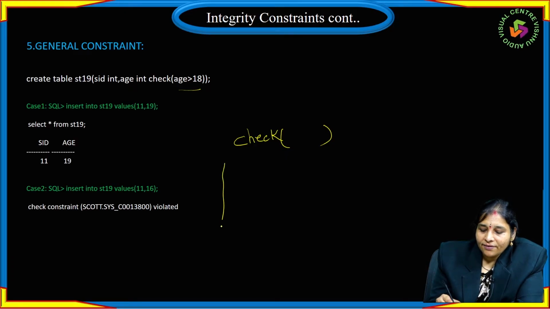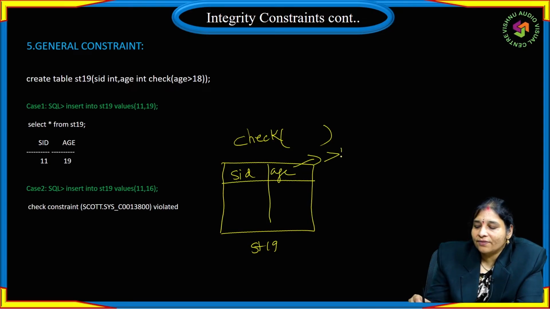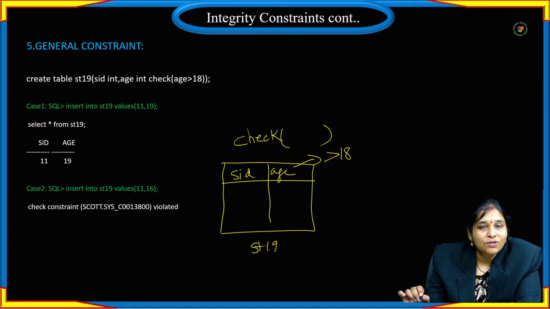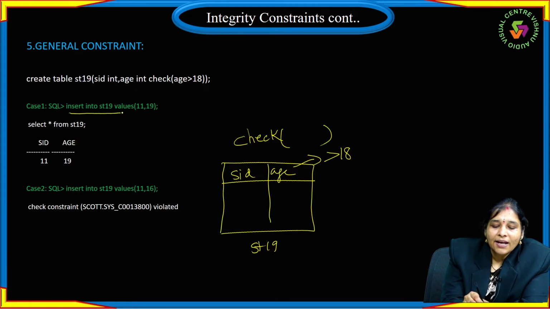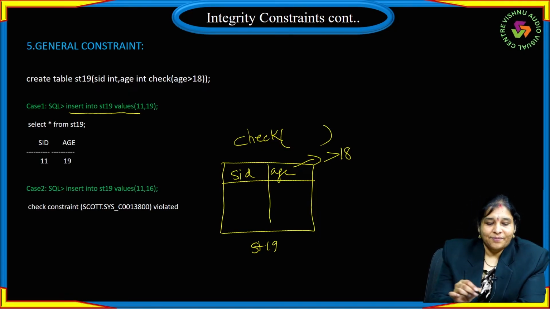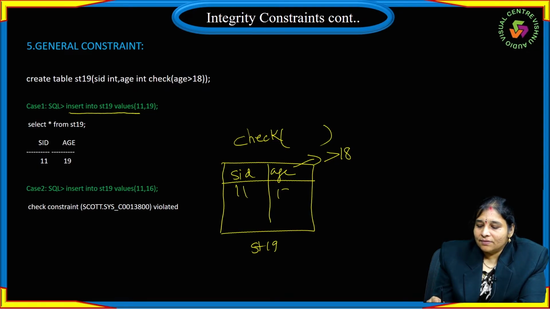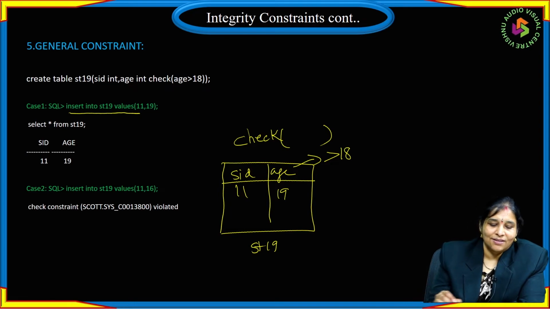I have created one table, named student 19, with two fields, SID and age. And I have put the condition to check, whenever the user is entering values, whether that particular age is greater than 18, and only then allow. So in the first case, insert into student 19 values 11, 19. Now check the condition: 19 is greater than 18. Should it allow? Yes, absolutely.